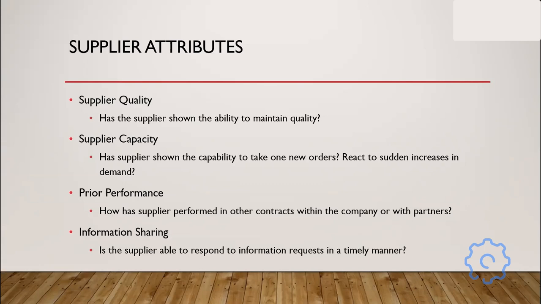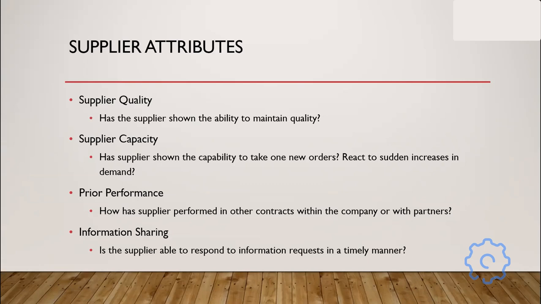Supplier capacity. Has the supplier shown the capability to take on new orders? This is very true of an arm's length relationship because in many cases, when you submit a requisition to a company to request materials or products, the company will try to fill that sudden demand from existing capacity. So once again, you can look at historical data to see how the company has performed over time. If they have shown an ability to absorb sudden increases in demand while maintaining the same level of quality and the same lead time and purchase price, then it's a good indicator that they have a very flexible capacity rate.